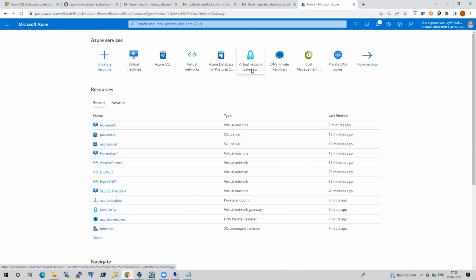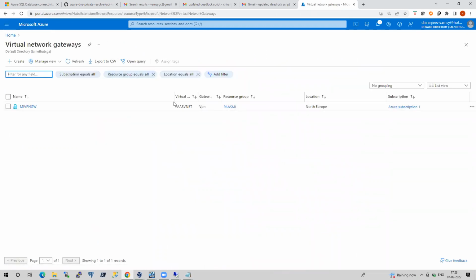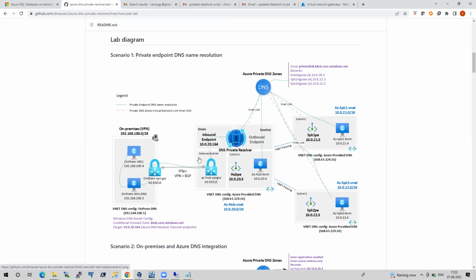I'm talking about my scenario. Let me show you. So this is my virtual network gateway. If you see here, this is part of PaaS VNet. Okay, so where is that diagram? So this is part of PaaS VNet. Since I have my virtual network gateway in PaaS VNet, I opted for PaaS VNet to act like the hub. Okay, this is my hub, and this is my Azure AD VNet, and this is my DC VNet. So I have 2 spokes and 1 hub.